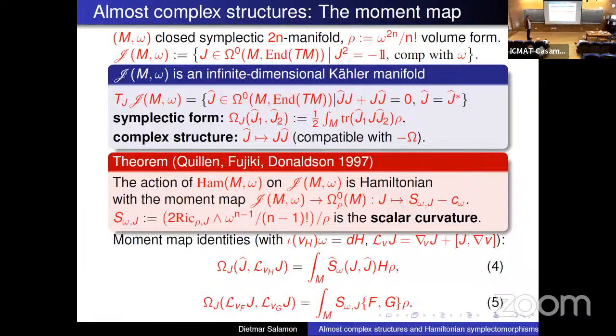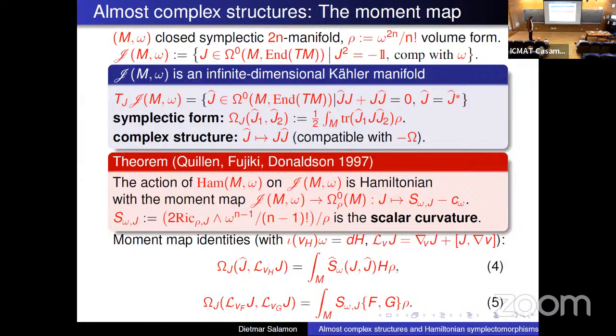And also this moment map is evidently equivariant, and that leads to the second formula here: if we take the symplectic form and plug in two such Lie derivatives, we get a pairing of the moment map, i.e. the scalar curvature, with the Poisson bracket, which is the Lie bracket on the space of functions for the Lie algebra of the Hamiltonian group.